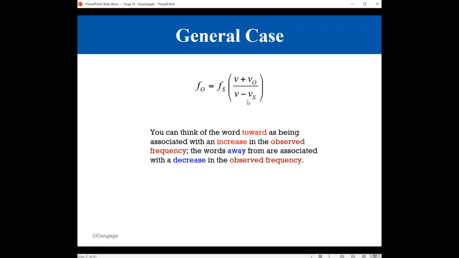Then, if they are moving toward each other, you need to have observed frequency greater than the source frequency. So this would be plus, this would be minus. If they are moving away from each other, you substitute a negative value. So this becomes a minus, and the negative value in the denominator becomes a plus. So the observed frequency becomes less than the source frequency.